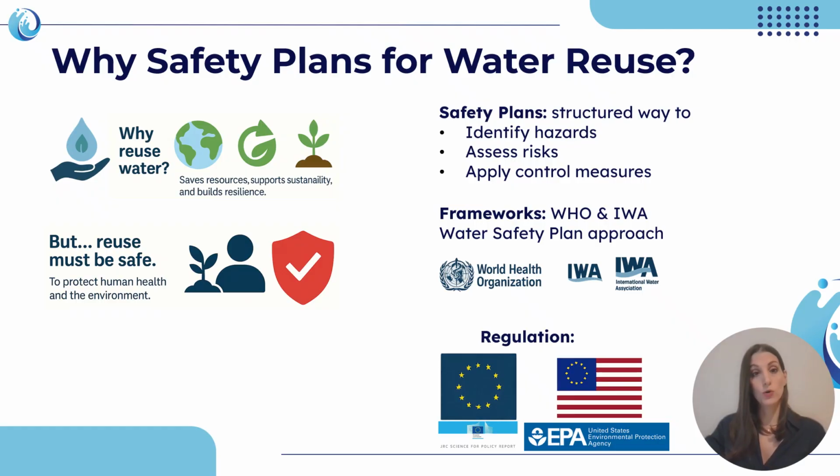For example, in Europe, the recent EU regulation on minimum requirements for water reuse makes risk management plans mandatory for agricultural applications, with detailed guidance provided by the Joint Research Center. In the United States, the Environmental Protection Agency's National Water Reuse Action Plan promotes safe reuse through collaborative policies and partnerships.